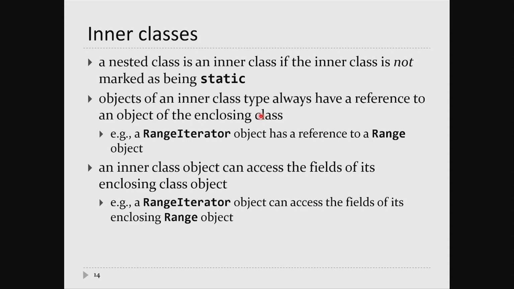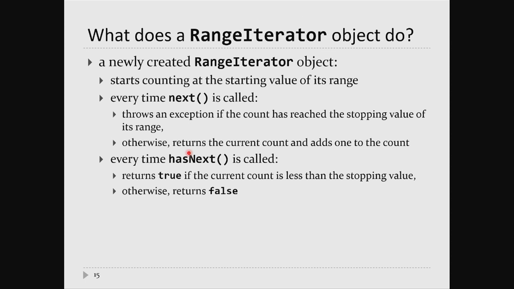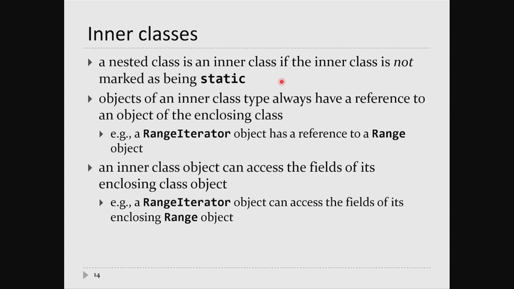Okay, now what is an inner class? So remember, the iterator class is a nested class, and it's an inner class. A nested class is an inner class if it's not static. So there's a keyword. You can mark a nested class as being static, and we'll see an example of that in a week or so. If you go back to here, the declaration for range iterator does not have the word static in it. So it's not private static class, it's just private class. That means it's an inner class and not a static nested class.